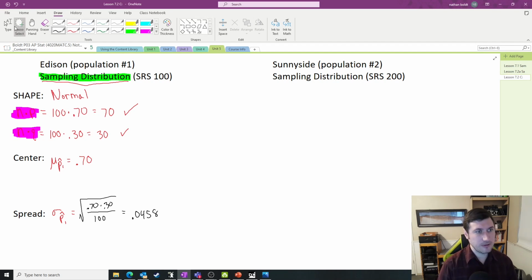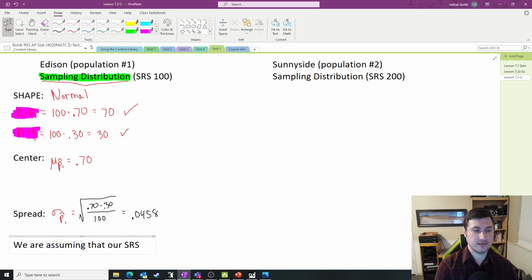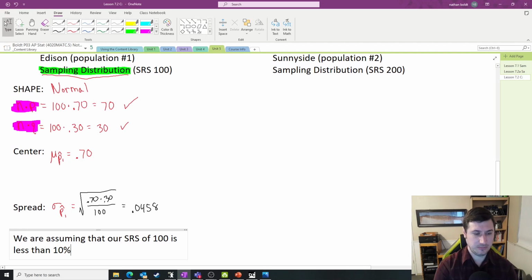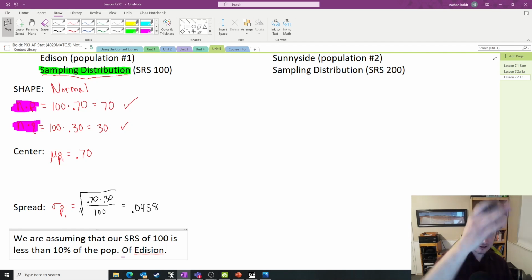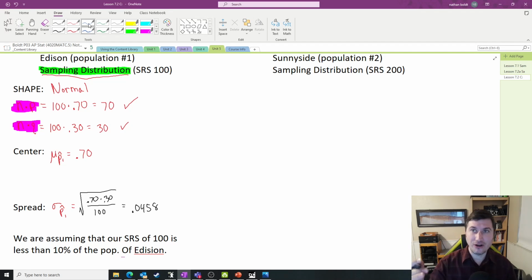Now, again, we make our nod here that we are assuming that we are sampling less than 10% of Edison. We are assuming that our SRS of 100 is less than 10% of the population of Edison, which is a perfectly good assumption. Edison is much larger than 1,000 students. All right, so there's our first sampling distribution. Now we've got to do that for Sunnyside as well to make sure it meets all of our conditions.